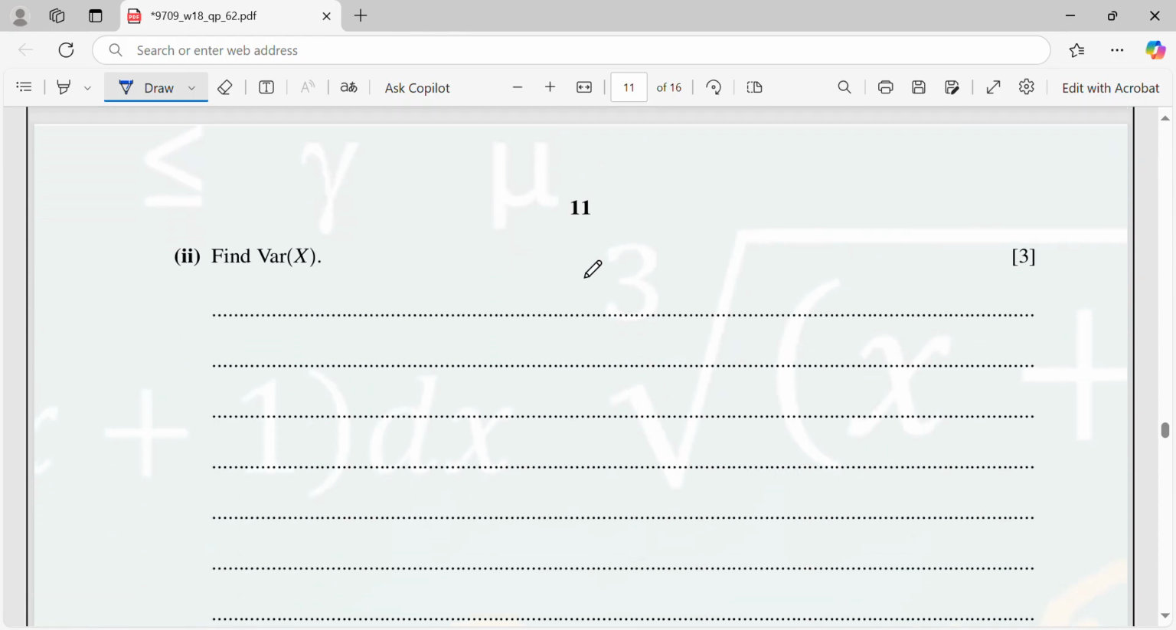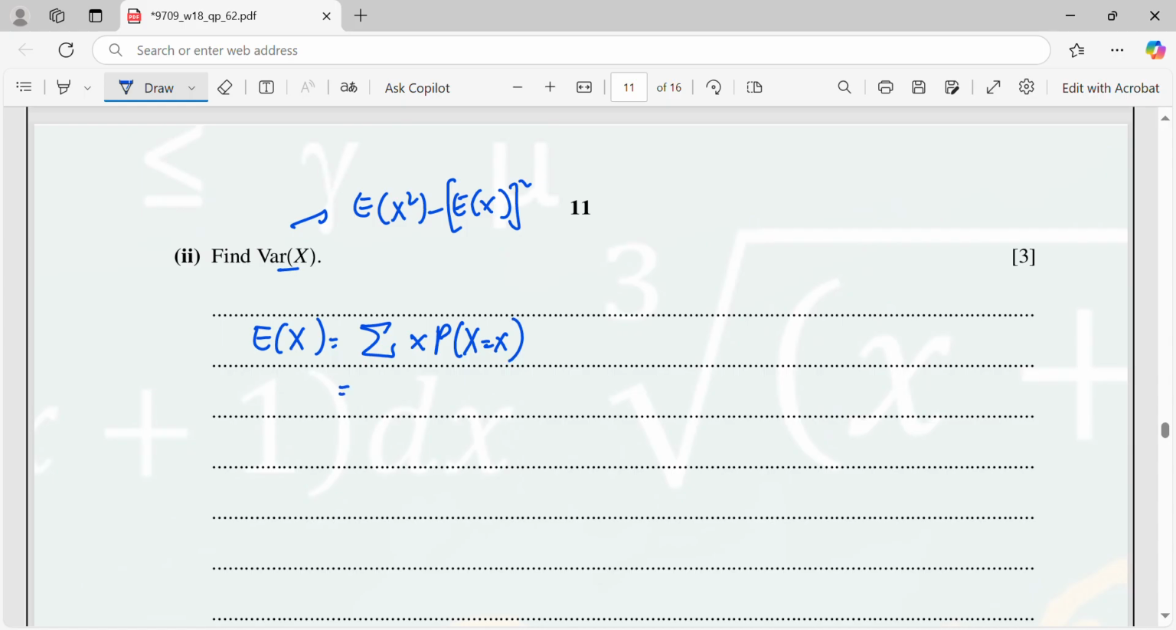Okay, now next part, find variance X. So for variance X, we need to calculate E(X squared) minus the square of the expected value. So firstly, I will calculate E(X), which is the expected value. This is also the mean. It is defined as summation X times P, which means you multiply the X with the P before you get the sum.